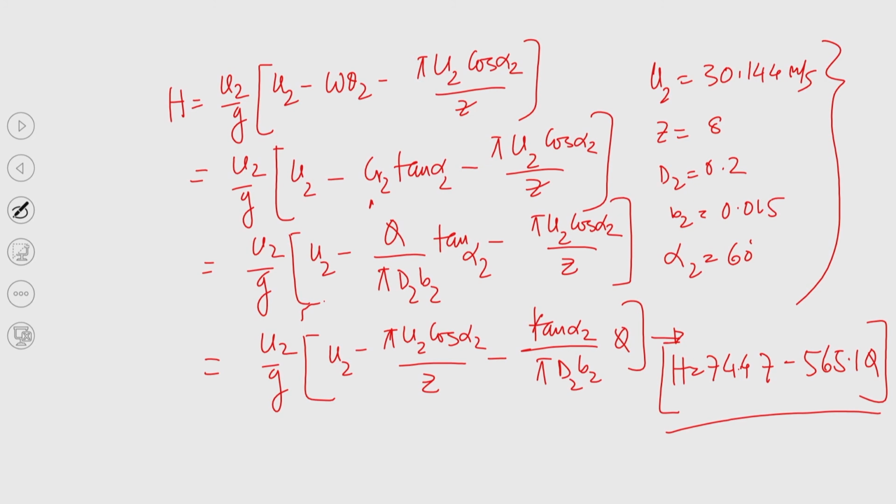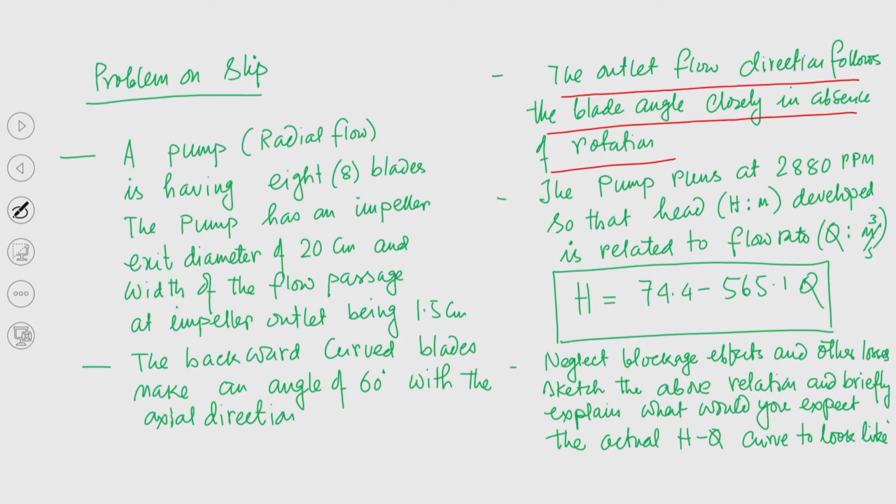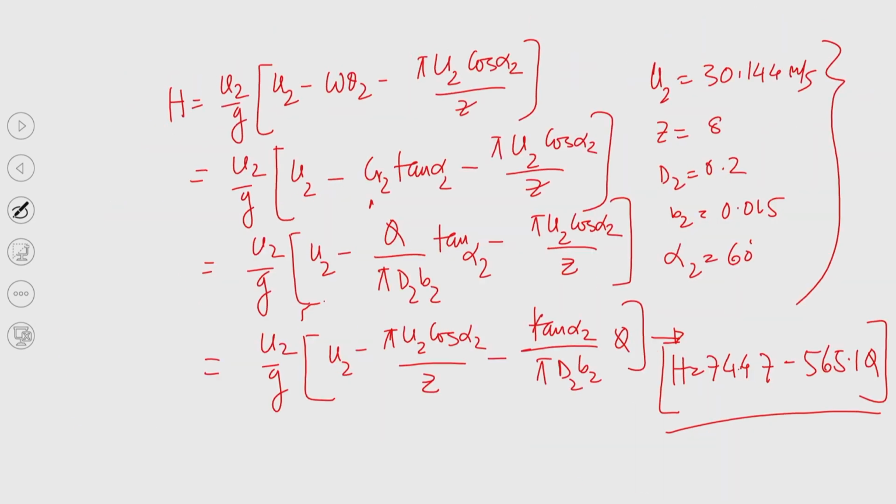Okay. So, with this expression, now the last part of this problem, if we go back, this is what we have been able to establish. Now, if we try to sketch this relation in the h-Q plane, what will be the curve, and if we do not consider blockage effects and other losses, what would I expect the actual h-Q curve to look like. So, we have established that h equal to 74.47 minus 565.1 Q, right.